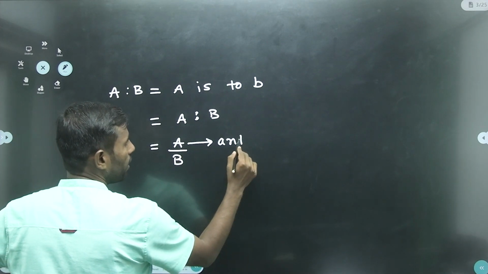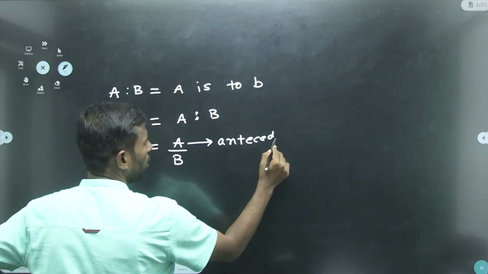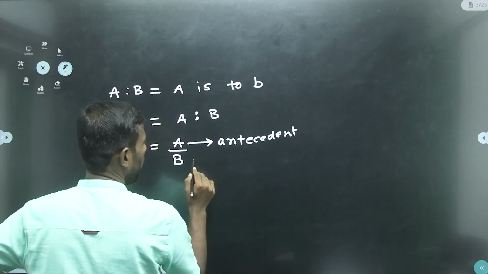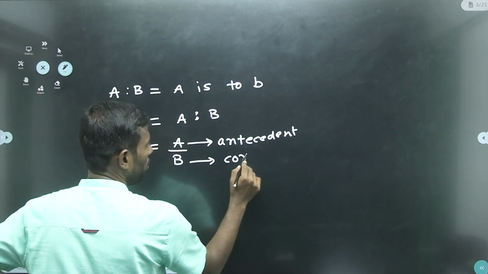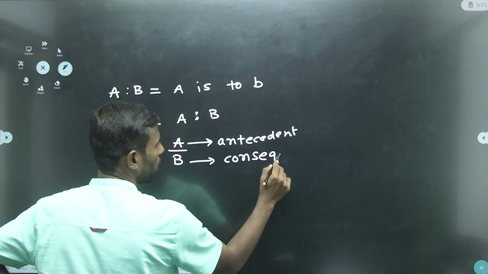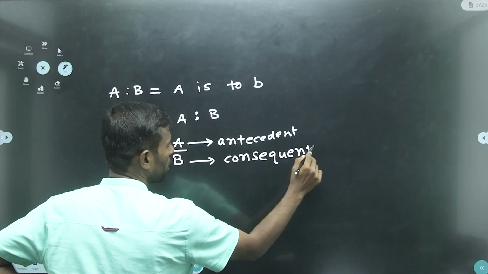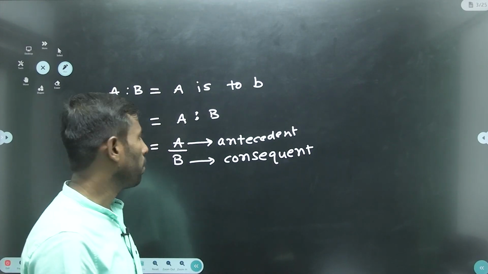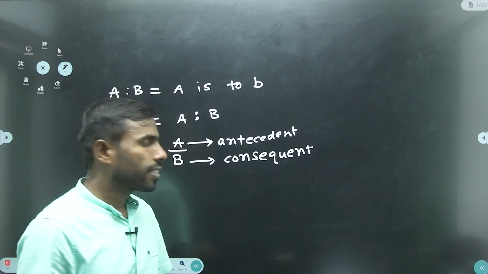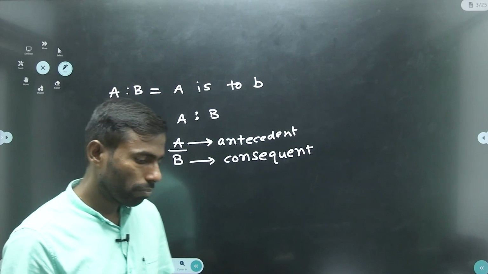In some textbooks you can see like this also. A is the antecedent. B is the consequent. Some textbooks you can see like this. A is to B, A is antecedent, B is consequent. Okay.